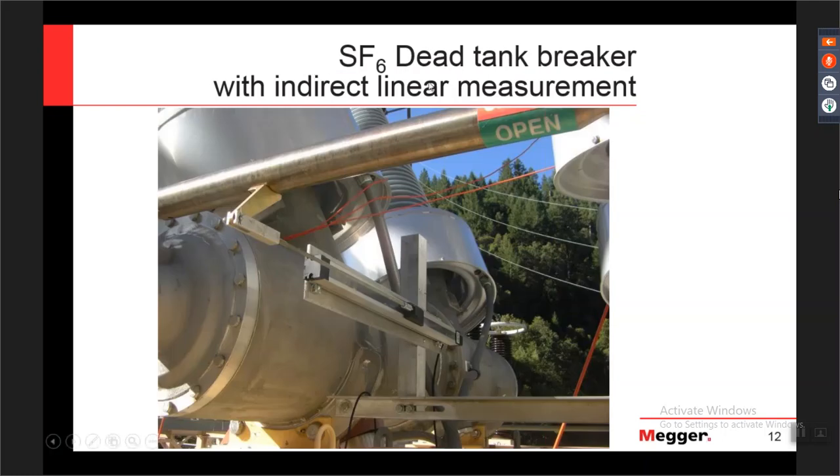Next example, this is the dead tank breaker with indirect linear measurement. Meaning that you use a linear transducer, but it's connected to this rod that is actually doing a rotary motion. And you have this lever that forwards the motion to this joint here and makes it from rotary to a linear motion.